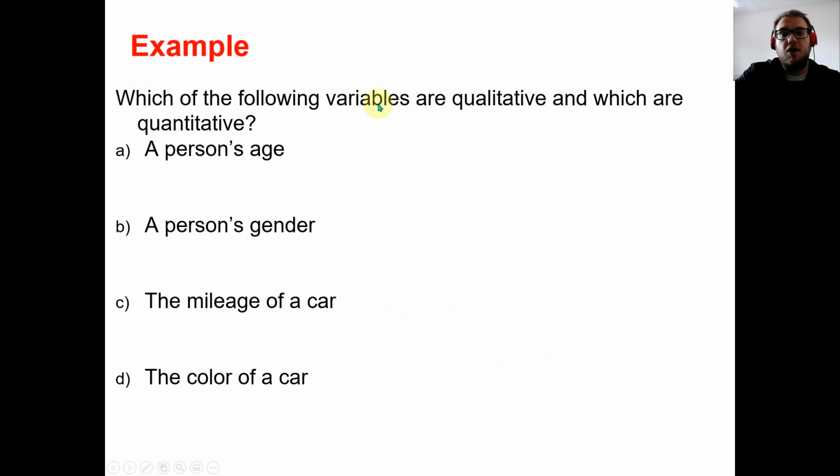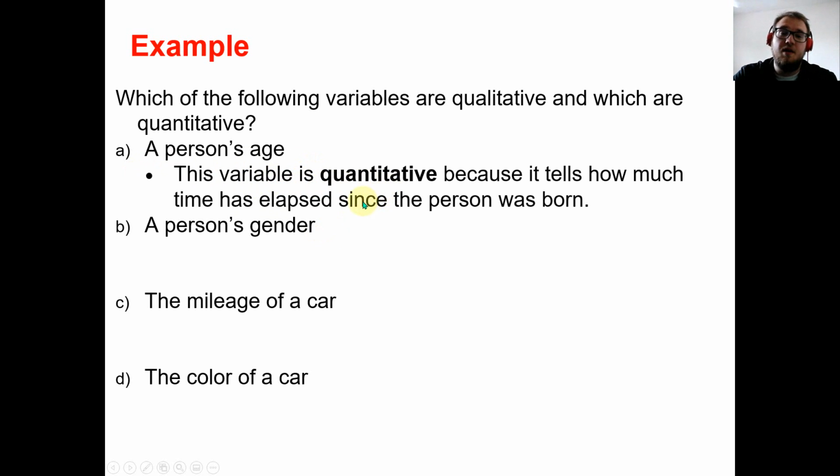So which of the following variables are qualitative and which are quantitative? I would suggest you pause the video and answer these questions. So A will be quantitative, because age is a numerical value. The official reason behind it is this variable is quantitative because it tells us how much time has elapsed since a person was born.